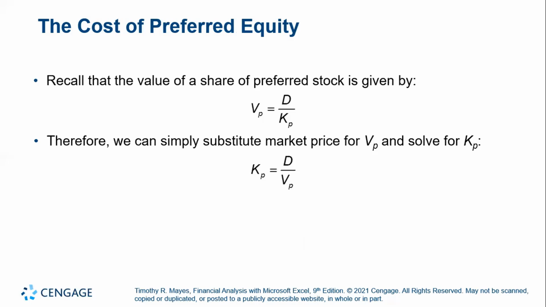The cost of preferred equity. Recall that the value of a share of preferred stock is given by the dividend divided by the required rate of return of preferred stock. Therefore, we can simply substitute the market price for VP and solve for K. K of preferred equals the dividend divided by the market value of preferred stock.